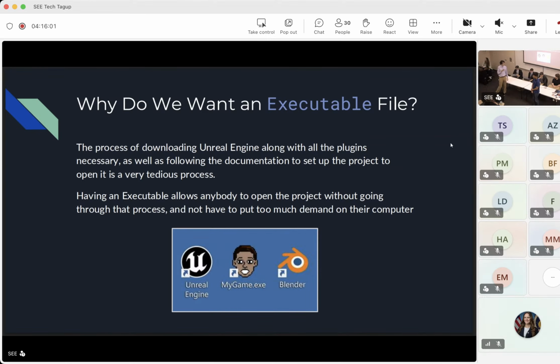Alright, so for our second MVP, this was the one that I worked on, was building Dawn into an executable file. So originally, the only way to run Dawn was to go into the Unreal Engine, download it, get all the plugins, and then go through the sensor documentation to set up the project, which is a very long and tedious process. And Unreal Engine itself is a very GPU heavy, RAM heavy software.